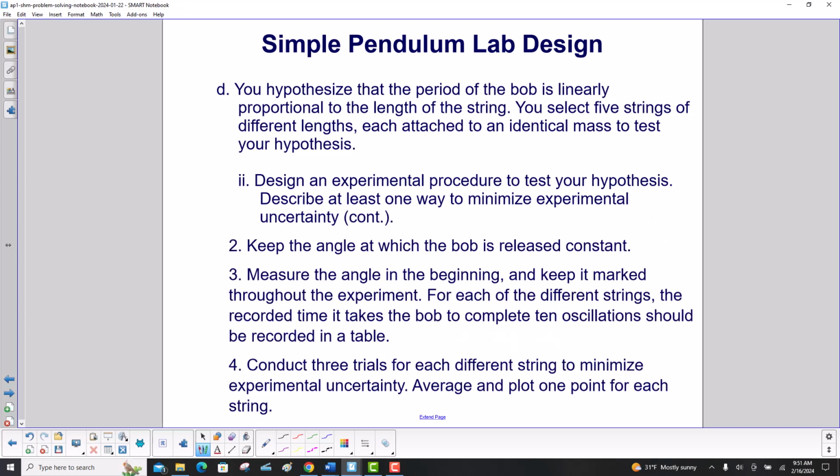Number 2. Keep the angle at which the bob is released constant. Measure the angle in the beginning and keep it marked throughout the experiment. 3. For each of the different strings, the recorded time it takes the bob to complete 10 oscillations should be recorded in a table. 4. Conduct 3 trials for each different string to minimize experimental uncertainty. Average and plot 1 point for each string.